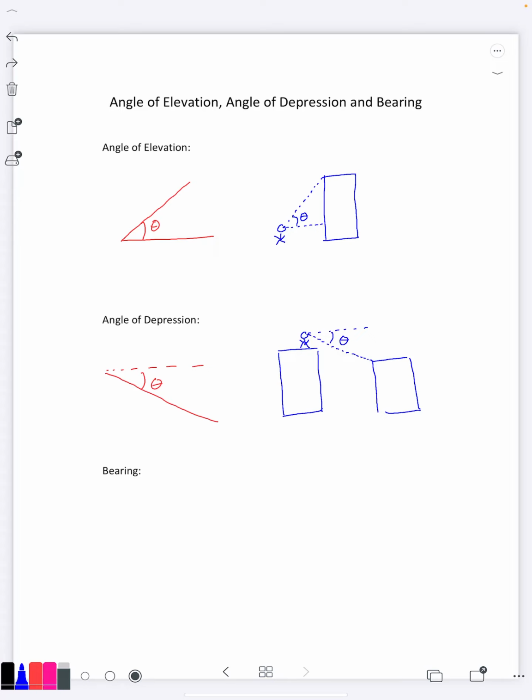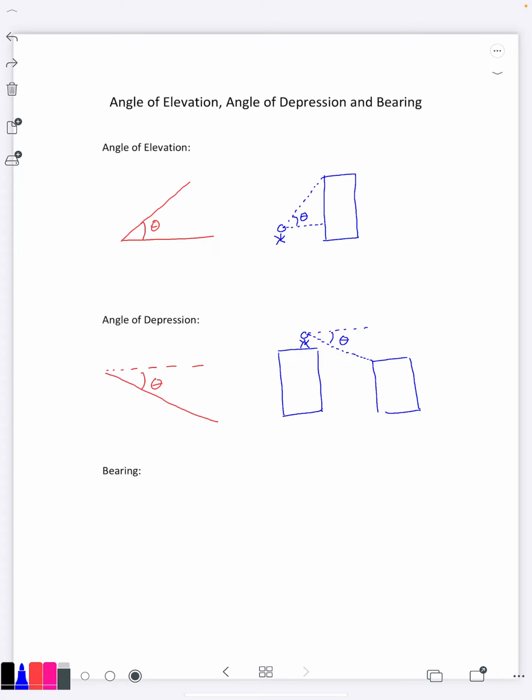So angle of elevation and angle of depression are basically the same thing, but positive versus negative. You draw your straight horizontal line out, and then you either go up or down the angle depending on if it's elevation or depression, and that's what they're talking about in these problems.